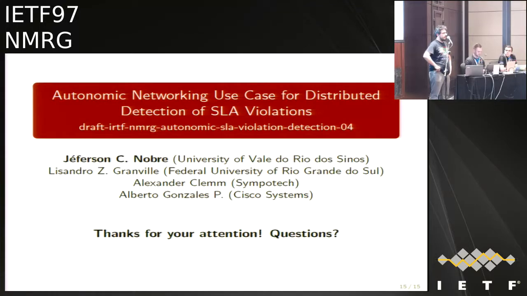That's one question. The second, it appears to me that you apply this very interesting technique to SLA violation where actually you mean only monitoring traffic.